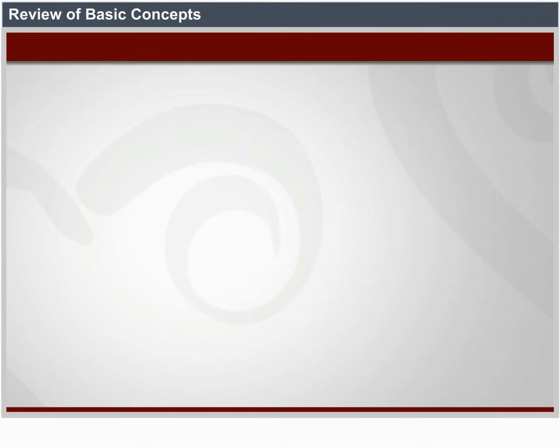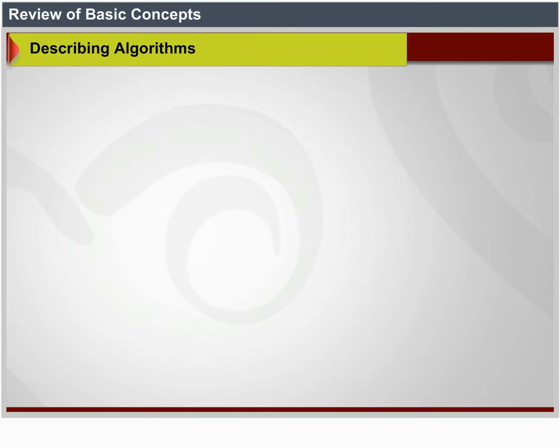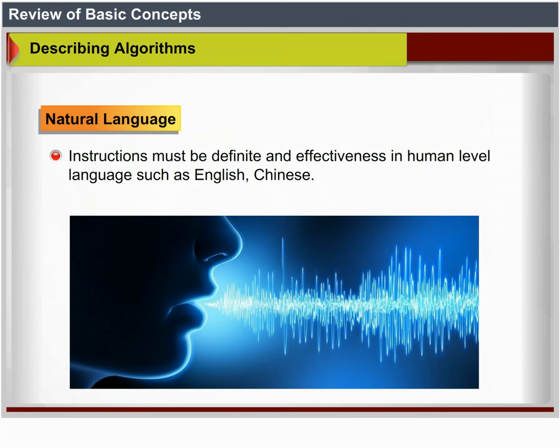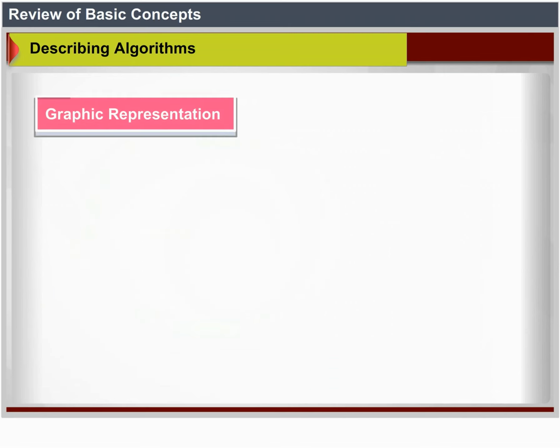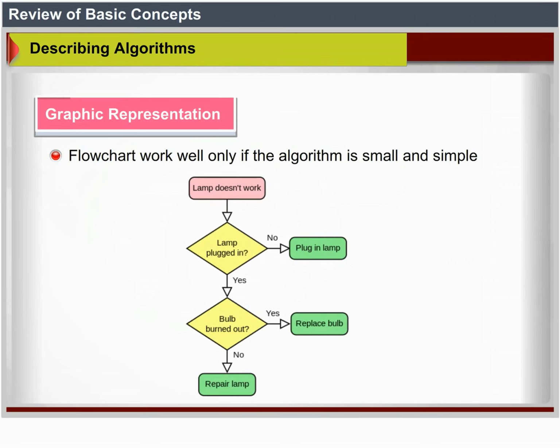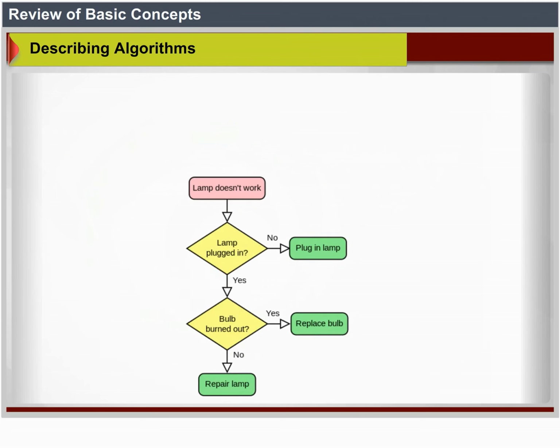Describing algorithms. Natural language: instructions must be definite and effective in human-level language such as English, Chinese. Graphic representation: a flowchart works well only if the algorithm is simple and small. An example of a flowchart is shown here.